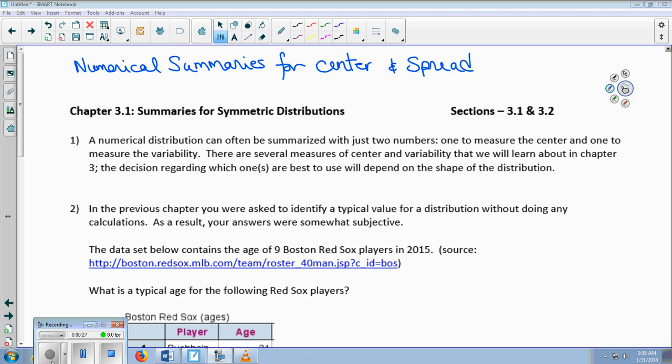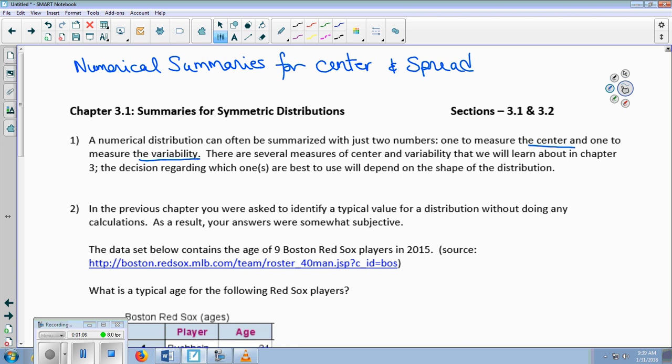In chapter 2, we focused on ways to see the shape by using the correct graph given the data that we're working with. Now today we're going to be talking about ways to give a quantitative measure for center and spread depending on the shape of the distribution. A numerical distribution can often be summarized with two numbers: one to measure the center, which will be our first focus, and one to measure variability or spread, as we often talk about it.